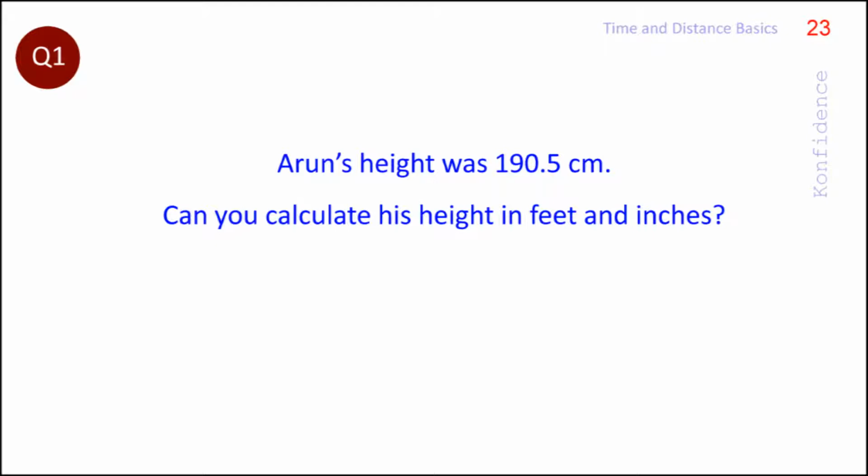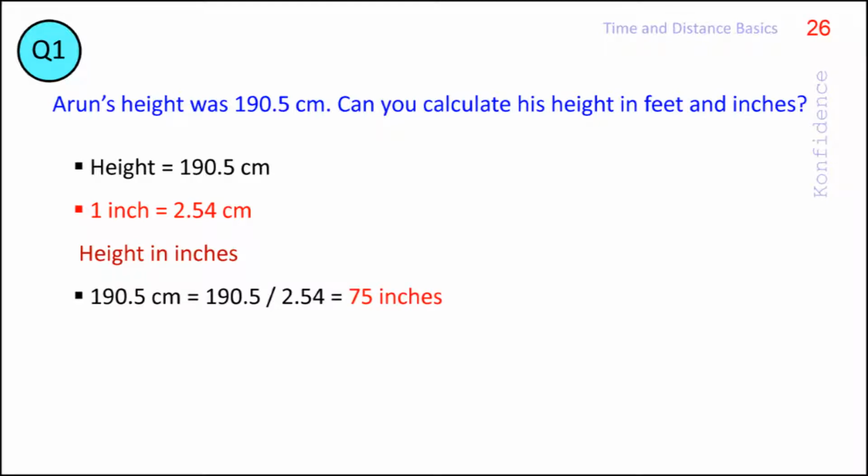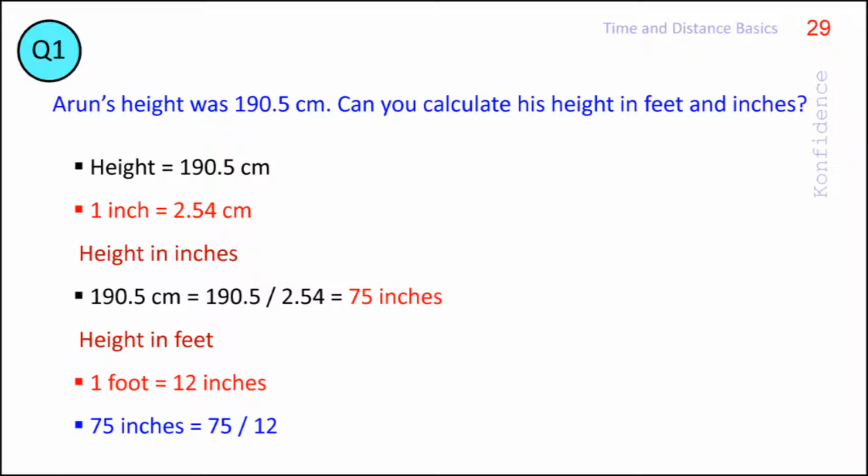In Q1, we are asked to convert the height given in centimeters into feet and inches. Both these units are commonly used to represent height of individuals. The height given here is 190.5 centimeters. 190.5 centimeters will be 190.5 by 2.54 or 75 inches. Now let us see how many feet this will be equal to. 1 foot equals 12 inches. 75 inches will be 75 by 12, which is 6.25 feet or 6 feet and 3 inches.